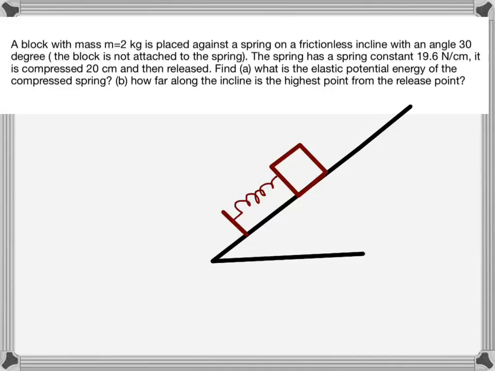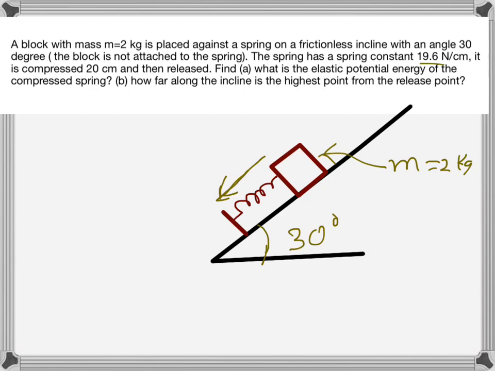So the question goes like this: a block with mass m, 2 kg, is placed against a spring on a frictionless incline with an angle of 30 degrees. The mass is placed against a spring, and the spring has a spring constant of 19.6 Newton per centimeter, and it is compressed 20 centimeters and then released. So the block goes in this direction.